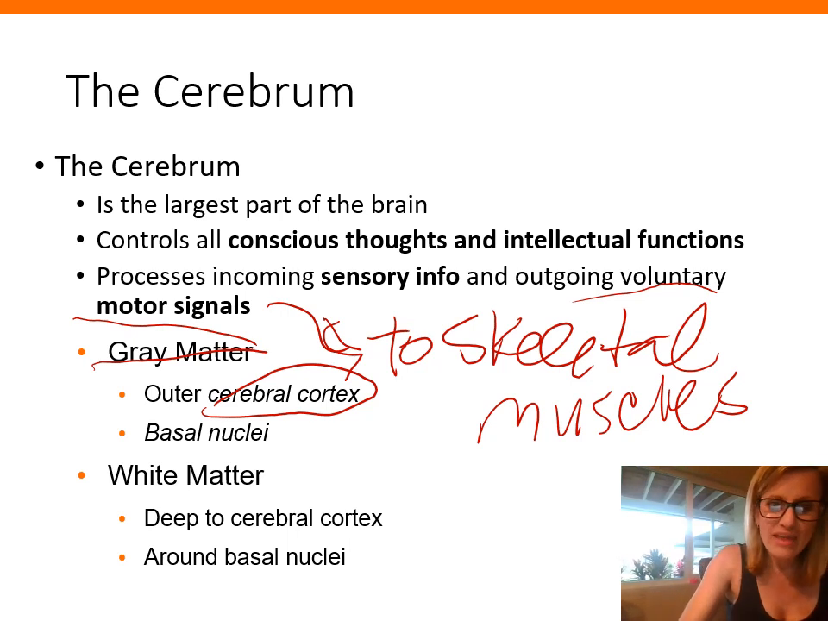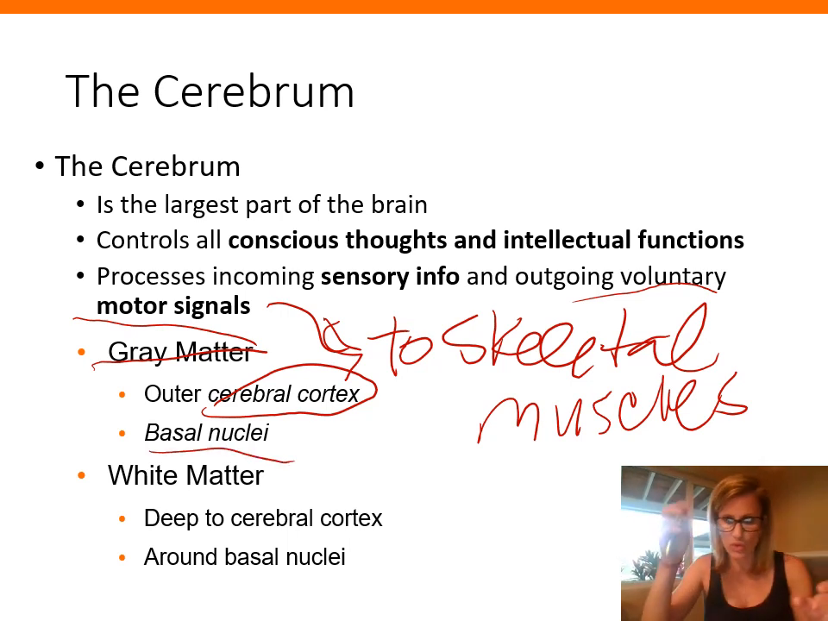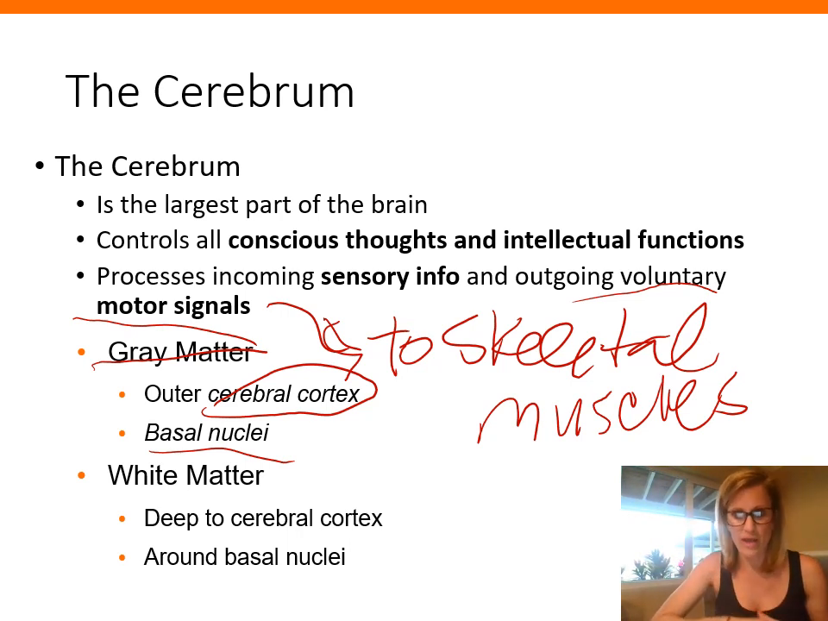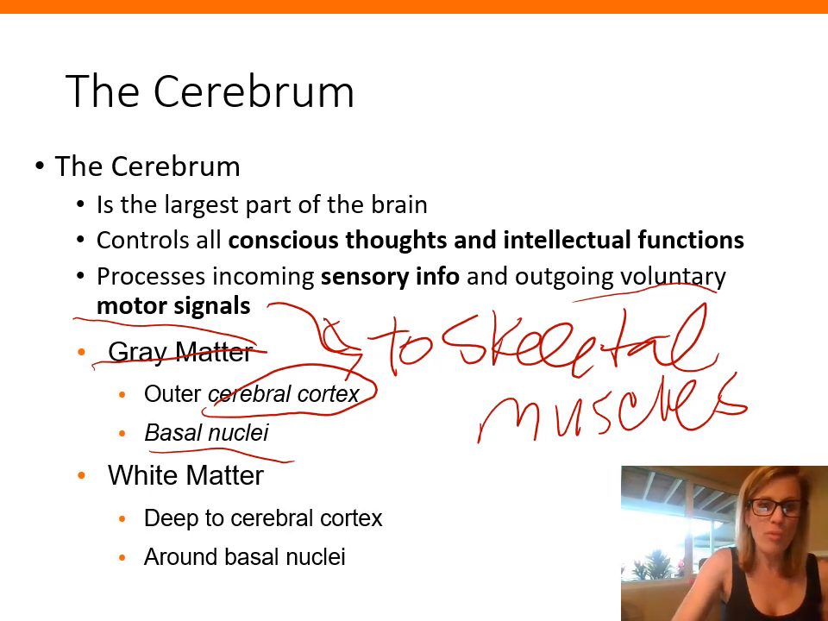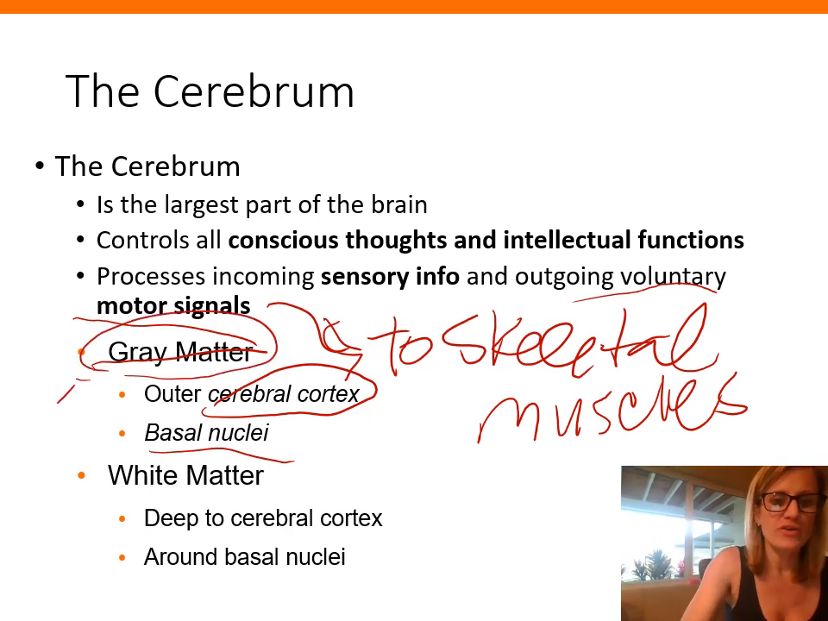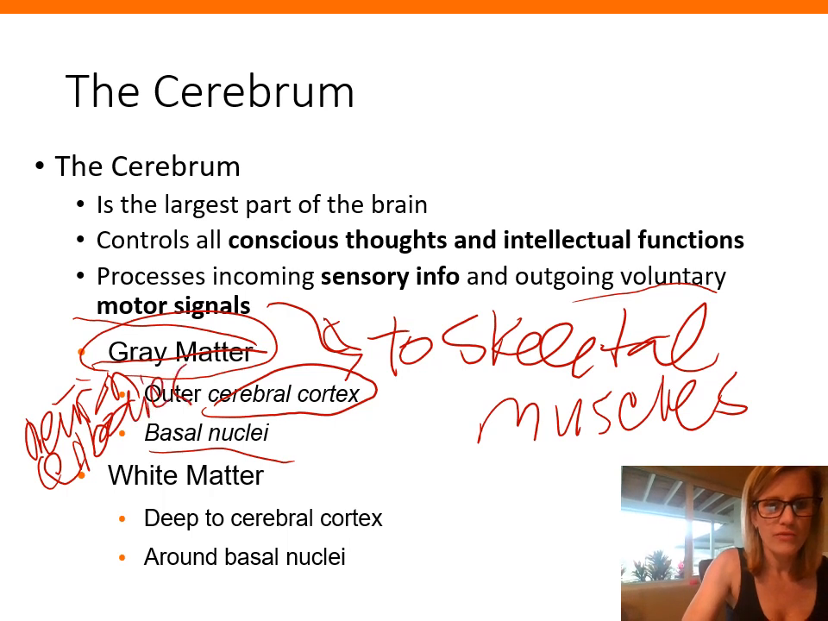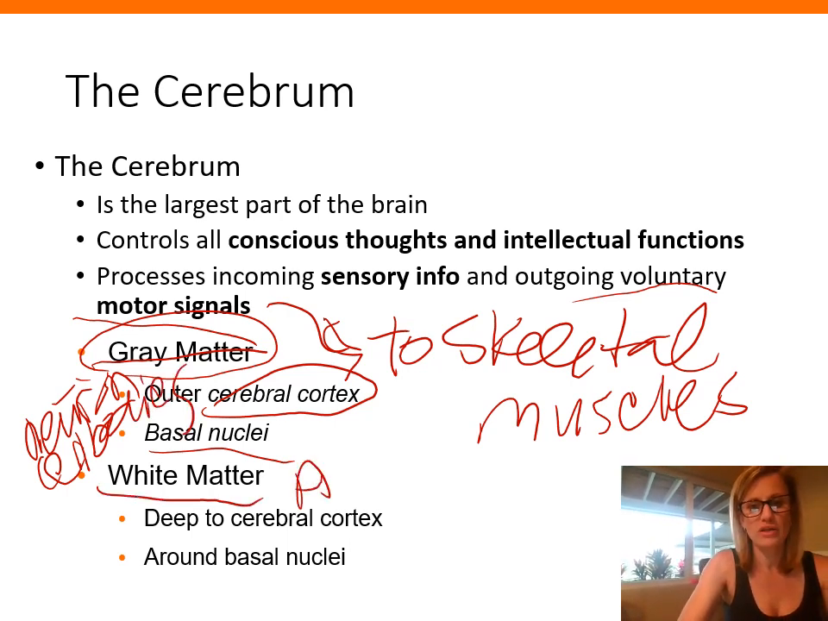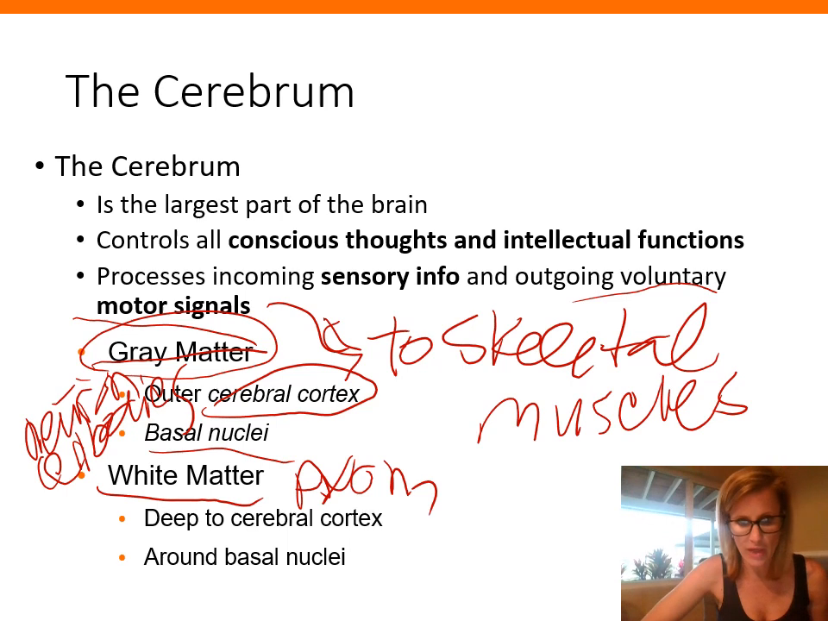And then there are various basal nuclei, like little masses that get scattered throughout the deeper white matter. But most of the gray matter is in the superficial cerebral cortex. And then remember again, the significance of gray matter is that this is where all of the neuron cell bodies are located. And the white matter is where all of the axons are located.